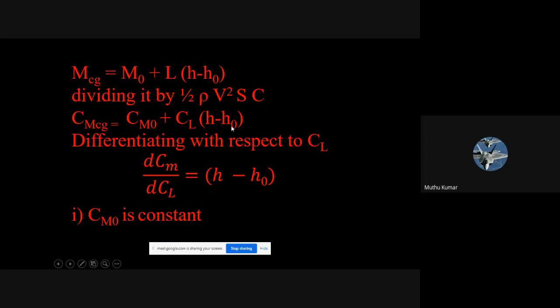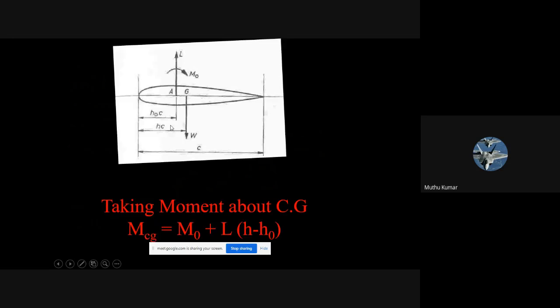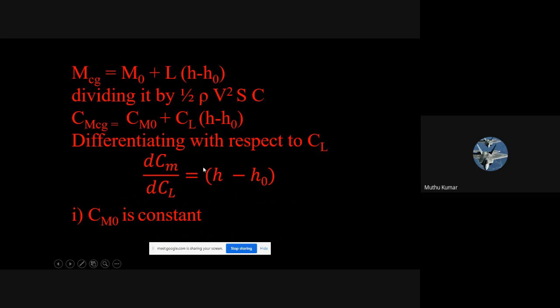Plus CL into H minus H naught. What is H minus H naught? That's the distance between the aerodynamic center and the center of gravity. H minus H naught is this distance, between the aerodynamic center and the center of gravity. So when I differentiate this equation, it came out to be this: dCm by dCl is equal to H minus H naught.